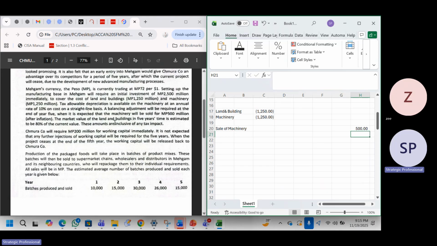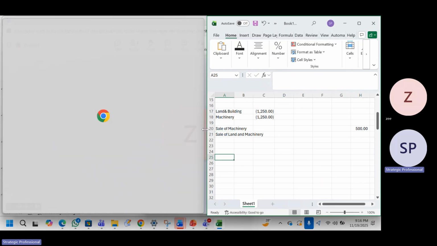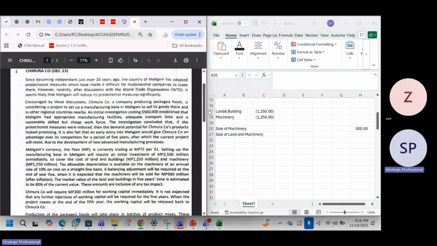Now to the next, they say the market value of the land and building in 5 years' time is estimated to be 80% of the current value. This amount is inclusive of any tax implication impact. What are they trying to tell you here? Why they are giving you this market value is that at the end of year 5, when they are selling the project, they will also sell the land and building. So we come here, sale of land and building. Because they've told us at the end of year 5, they will sell the whole investment. They've told us in the first paragraph already before, right? Where's that place that they told us?